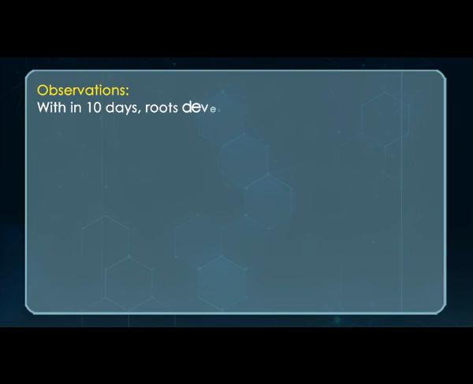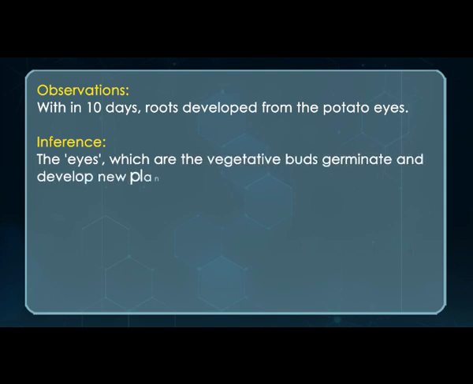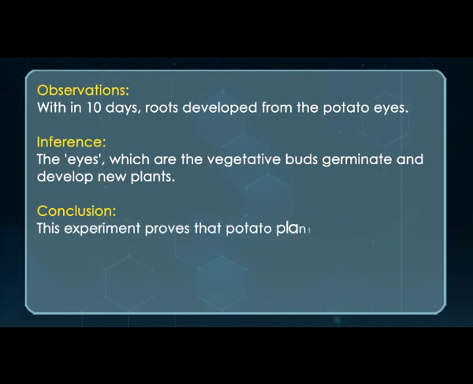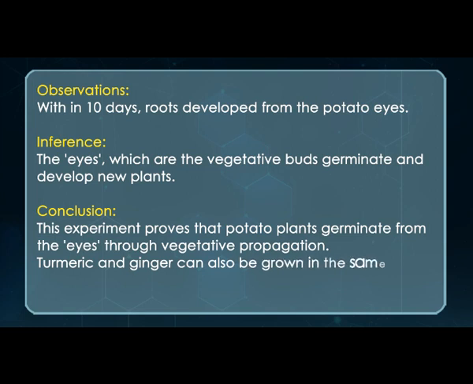Observation. Within 10 days, roots develop from the potato eyes. Inference. The eyes, which are the vegetative buds, germinate and develop new plants. Conclusion. This experiment proves that potato plants germinate from the eyes through vegetative propagation. Turmeric and ginger can also be grown in the same way.